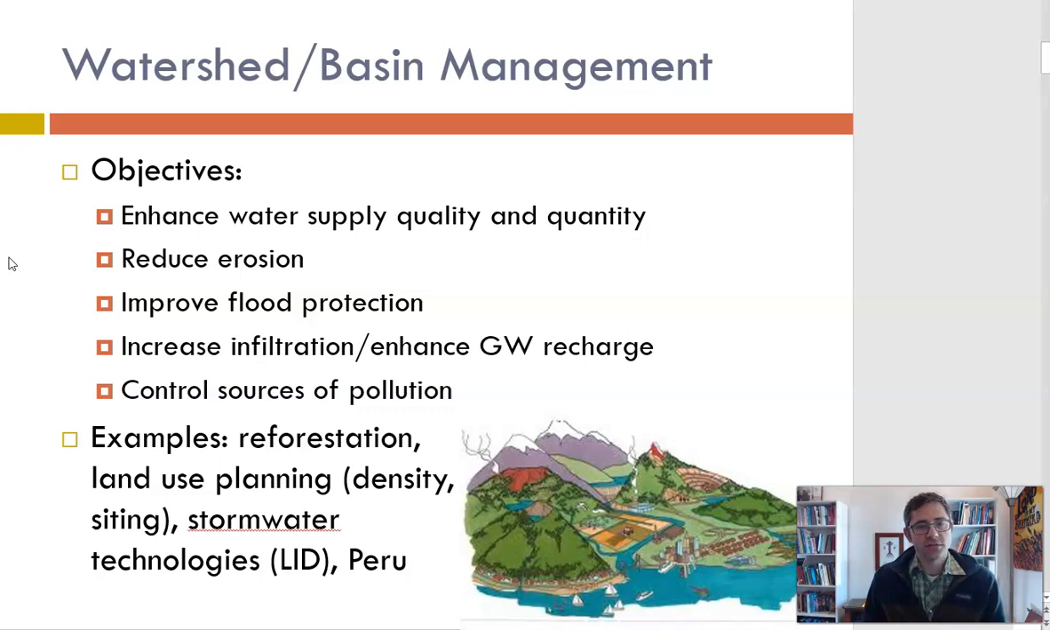We want to, again, increase infiltration and enhance groundwater recharge. Especially in places like the arid West where we have a wet season and a dry season, during the wet season we have more water than we need, than we want, and so the issue is usually drainage and flood protection. In the dry season, we don't have enough water. We don't have the water we need. And so if we can increase infiltration, slow the water down, enhance that groundwater recharge in the wet season, then we have that reservoir of groundwater to draw upon during the dry season. Same with surface water storage behind a dam, for example.